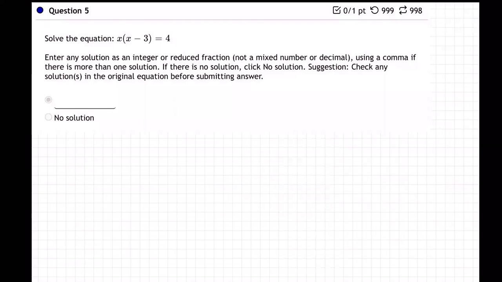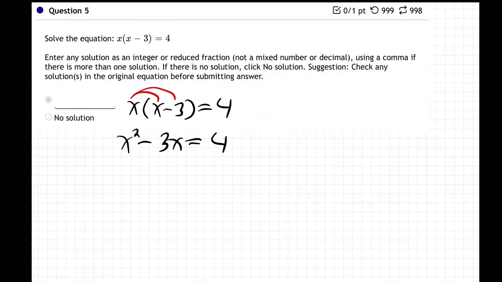Okay, so on this, I'll bring this question down here for us. So x times x minus 3 equals 4. So how do we solve? What we're going to do to solve this kind of thing, the first thing we need to do is distribute through these parentheses, and we're going to get x squared minus 3x equals 4.